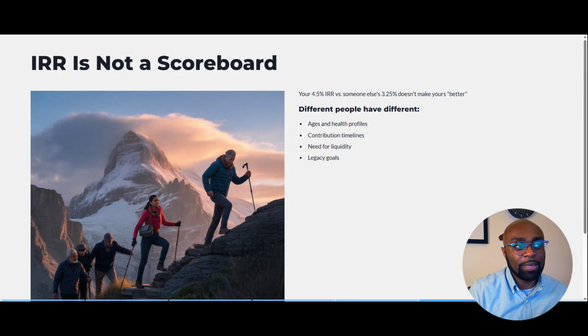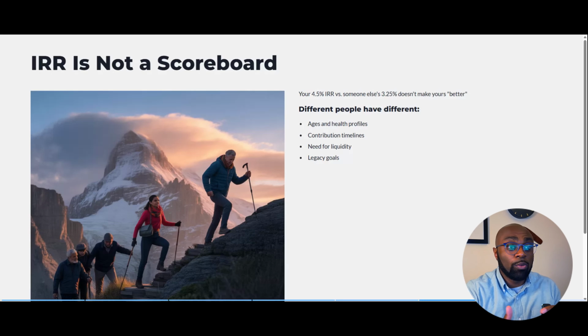Hope that makes sense. And here's a part that I think a lot of people miss as well. Internal rate of return is not necessarily a scoreboard, right? It's not about beating the market. It's not about comparing your policy to someone else's, because your internal rate of return may be 4.5% at whatever point in the policy that you're at, while someone else's may be at 3.25%. And that doesn't make your policy better by any stretch of the imagination, because there's a lot of factors that go into life insurance illustrations and how they end up panning out and things of that nature.